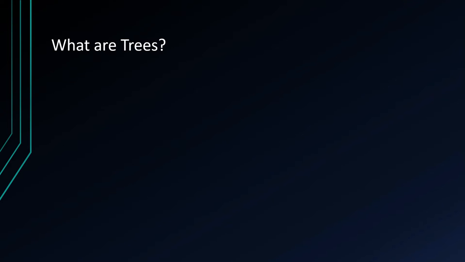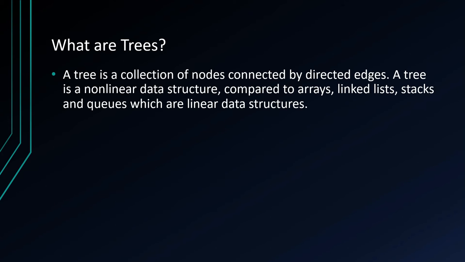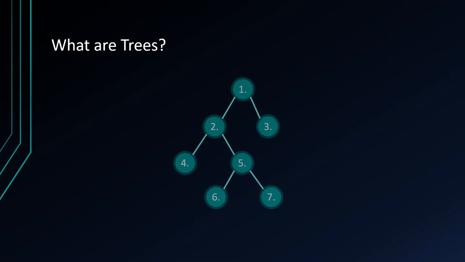So what is a tree? Previously, we've tackled what linked lists are. To refresh your memory, they're nodes that point to other nodes, creating a linear collection of data. While a tree is a collection of nodes connected by direct edges. A tree is a nonlinear data structure compared to arrays, linked lists, stacks, and queues, which are linear data structures. Here's a visual representation of what a tree is.